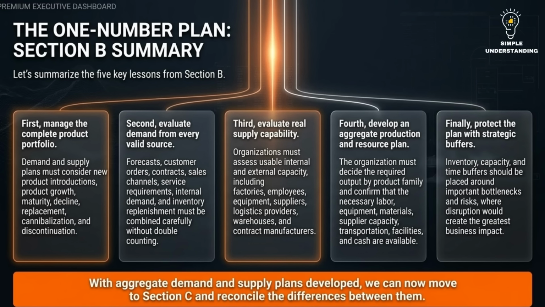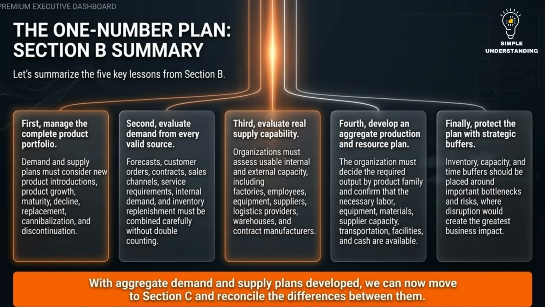Let's summarize the 5 key lessons from Section B. First, manage the complete product portfolio. Demand and supply plans must consider new product introductions, product growth, maturity, decline, replacement, cannibalization, and discontinuation. Second, evaluate demand from every valid source: forecasts, customer orders, contracts, sales channels, service requirements, internal demand, and inventory replenishment must be combined carefully without double counting.